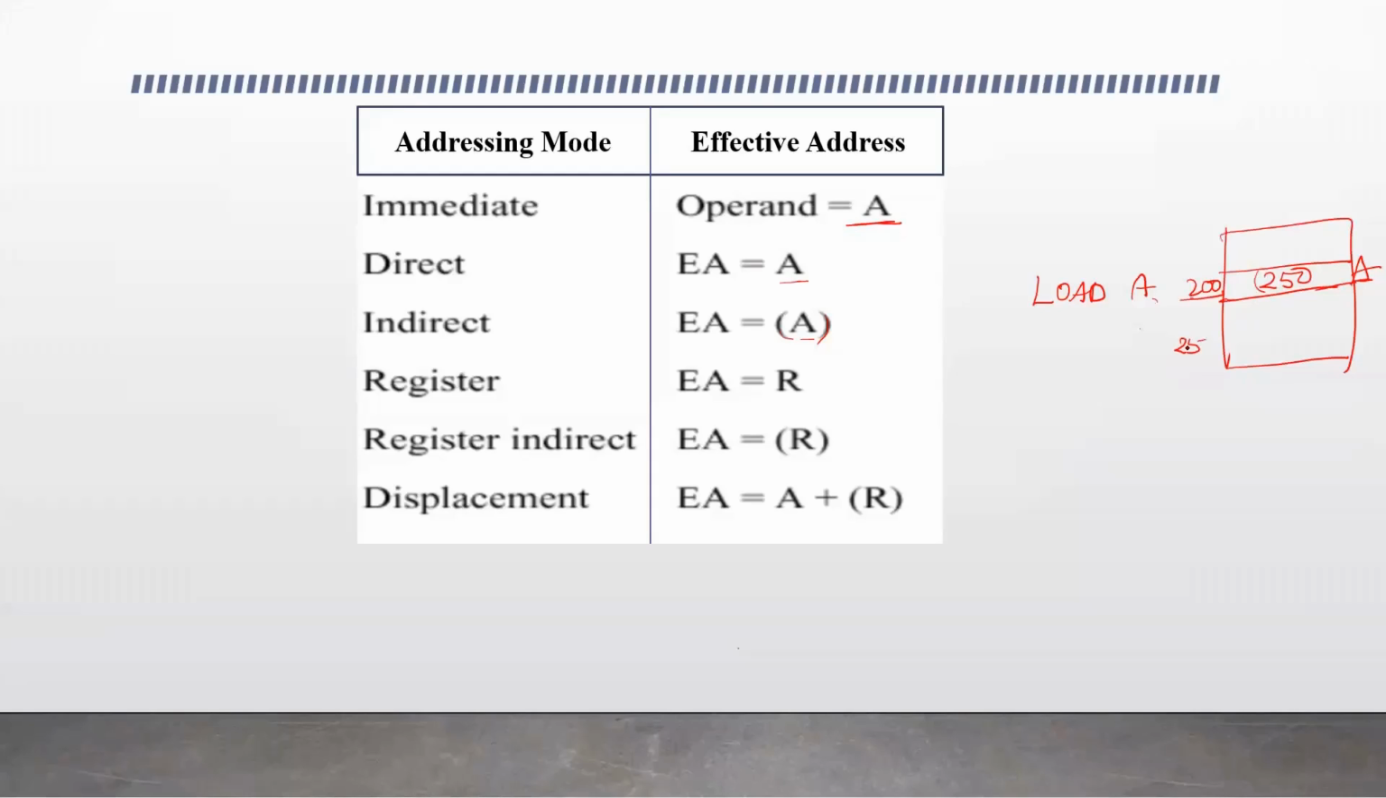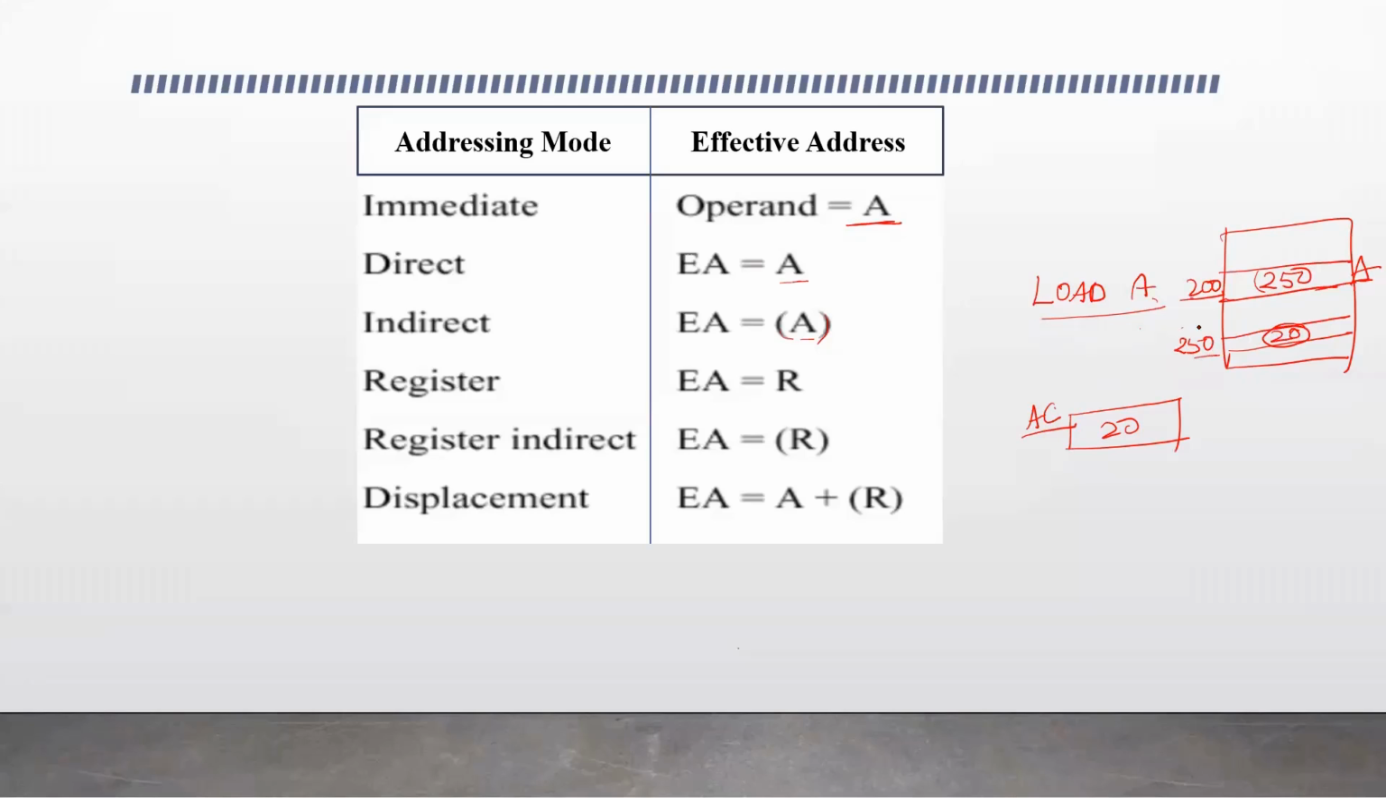So in memory, you need to locate 250, and in this place we will find the operand. Our operand, the data, is 20. Now this 20 is as per this instruction. The instruction is load A, so this loads the value of 20 to the accumulator. The accumulator AC will be loaded with the value 20, that is at location 250.